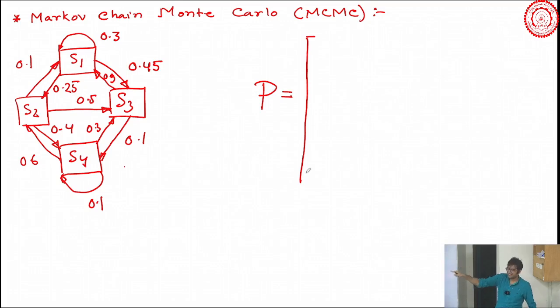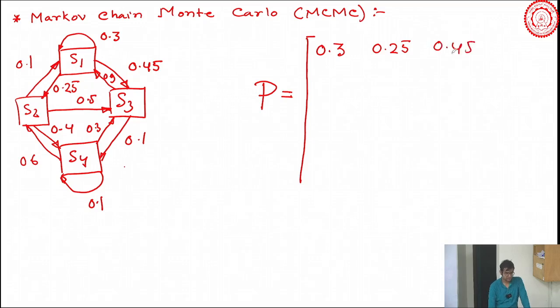So what will be the first entry in this matrix? Can you tell me? 0.3, because it is S1 to S1, that arrow is 0.3. What will be the second entry? 0.25, right? Third entry? 0.45. Fourth entry? Does not exist. Then S2, if I go to S1, then 0.1. Then S2 to S2 does not exist, so 0. S2 to S3 is 0.5, and whatever is remaining, 0.4.